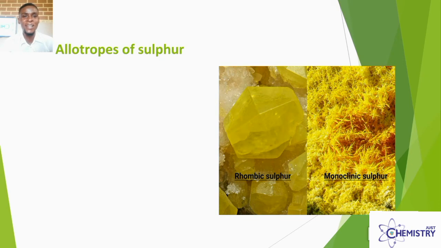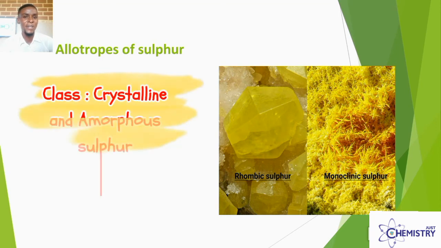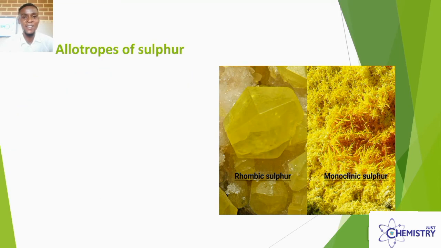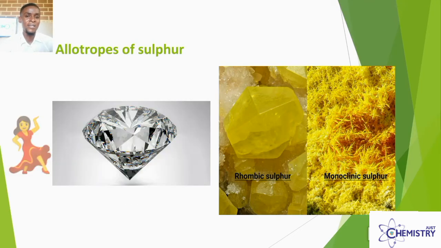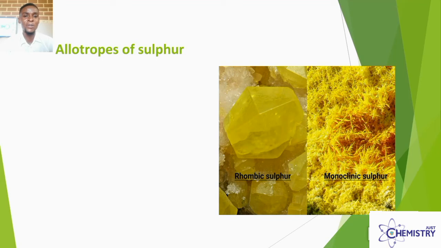Next, we're going to be looking at the allotropes of sulfur. Sulfur can exist in 2 forms: the crystalline allotropes of sulfur and the amorphous allotropes of sulfur. Remember that carbon also exists in crystalline form and in amorphous form. Crystalline forms of carbon include graphite and diamond, whereas the amorphous forms of carbon include coal, charcoal, and the rest of it.